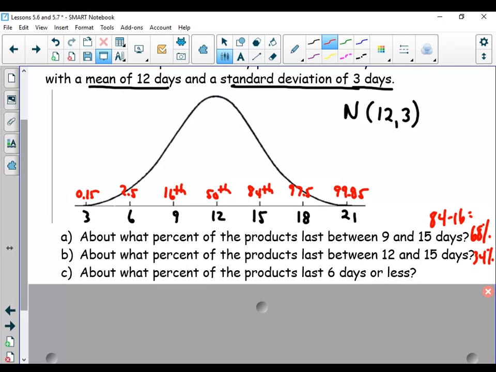All right, the next one wants to know what percent lasts 6 days or less. So I go to the 6-day mark. I want to know 6 days or less, which really means they're asking what's the percentile. Well, the percentile at 6 days is 2.5. So we'd say it's 2.5%.